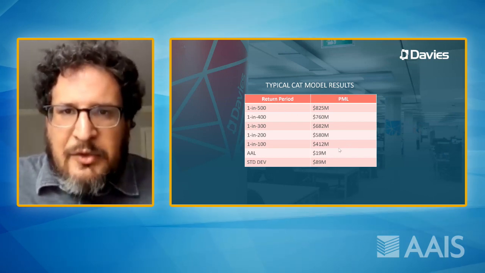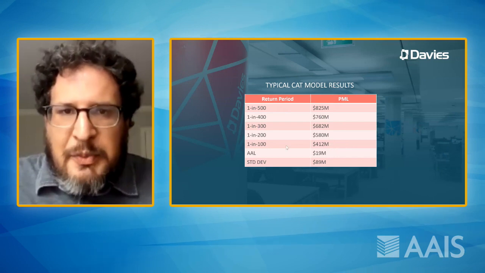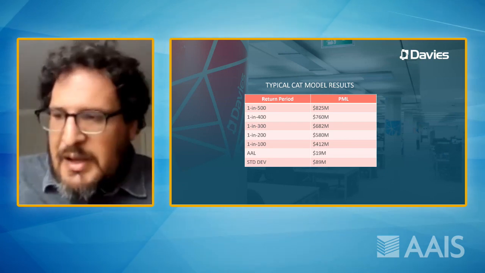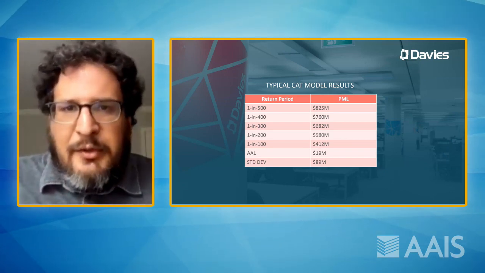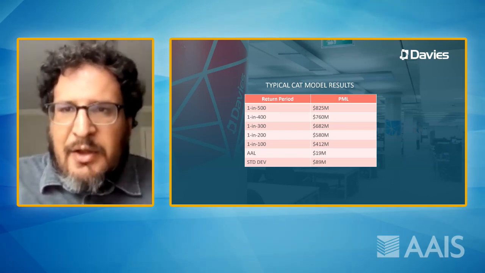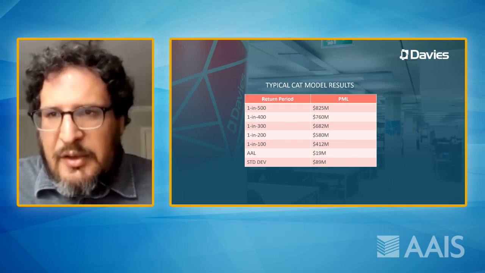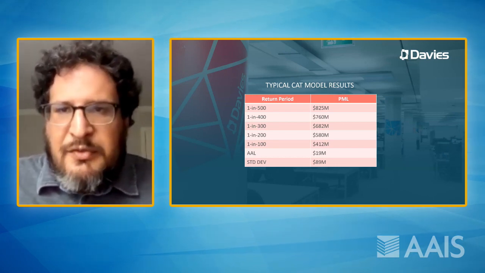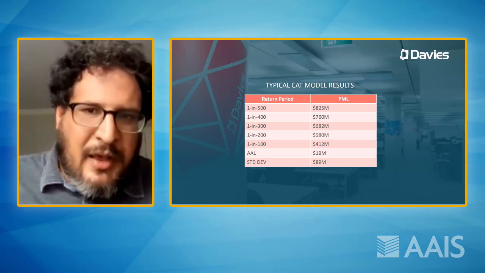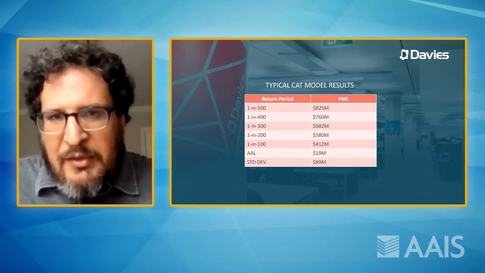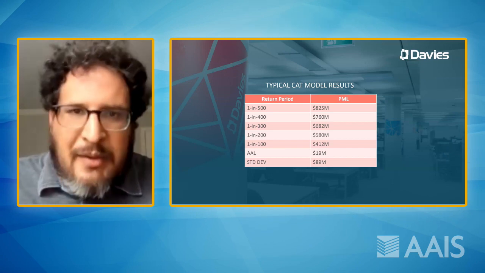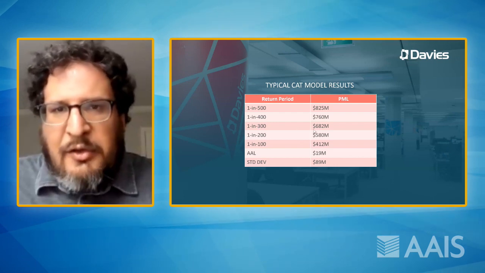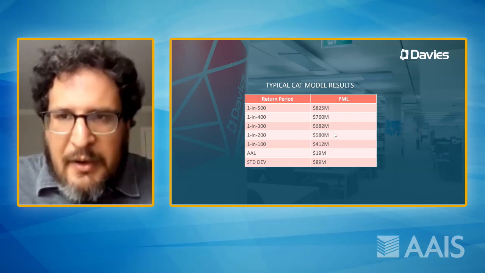And then these PMLs, sometimes people get confused by these, but generally speaking, if we look at the 1 in 100 year PML, which is 412 million, what that means is that 99 years out of 100, we expect this insurance company to have hurricane losses of $412 million or less. And 1 out of every 100 years, we expect this insurance company to have losses of 412 million or more. That is the point at which there's a 1% chance you have more loss than that. And it's the same for everything else. The 1 in 200 PML is a 0.5% chance that the losses will be $580 million or higher.